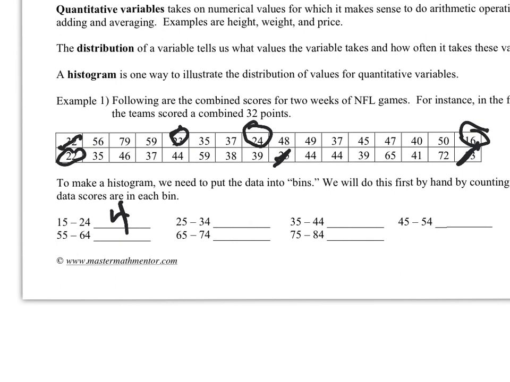Everybody? Yes. All right. Please, with you and your partner or by yourself, finish those counts. And to check your work, should add up to how many if you add all these bins up? 32 games. So the frequency should add up to 32. Take a few minutes and finish the bin count.